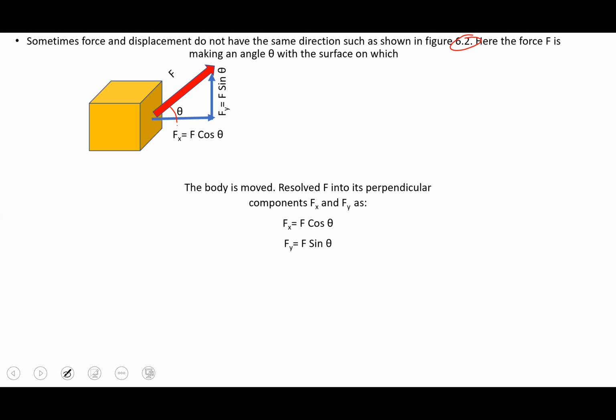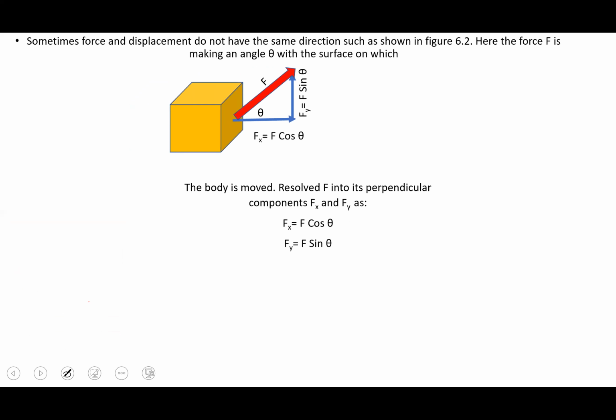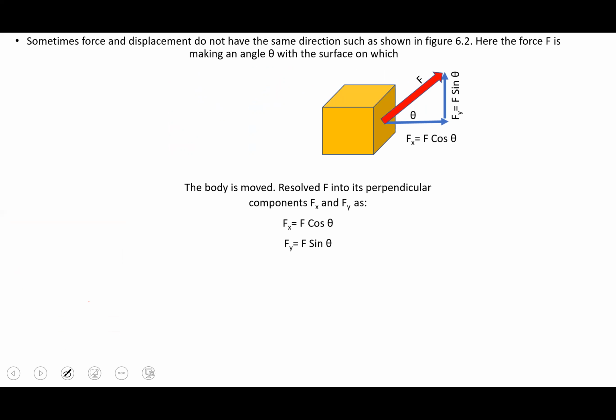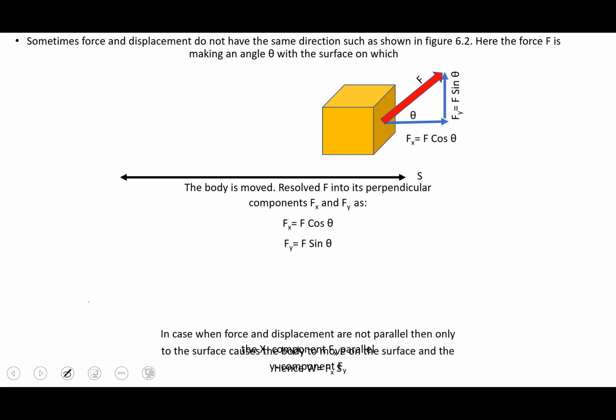Now as you can see, here's the angle theta, and the force is broken down into two components. One is along the y-axis, that is Fy equals F sine theta, and one is along the x-axis, which is Fx equals F cos theta. Now students, the force is resolved into its perpendicular components: F cos theta and F sine theta. Let's move this body now. Again, this body has moved from one place to another, covering a distance or displacement, in this case, of S.